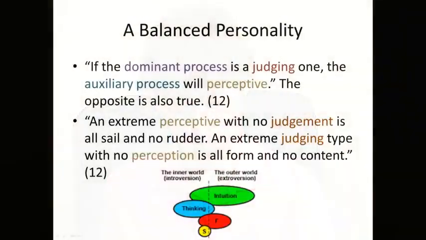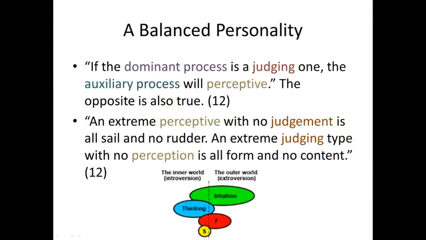So then the balanced personality. This is the difference between the balanced and the impartial personality. If the dominant process is a judging one, the auxiliary process will be a perceptive one. The opposite is also true. An extreme perceptive with no judgment is all sail and no rudder. An extreme judging type with no perception is all form and no content.